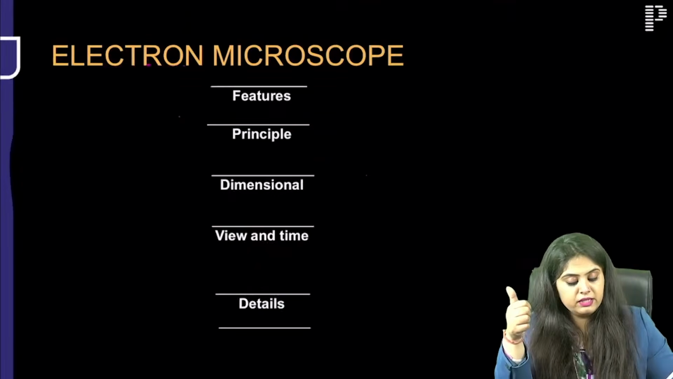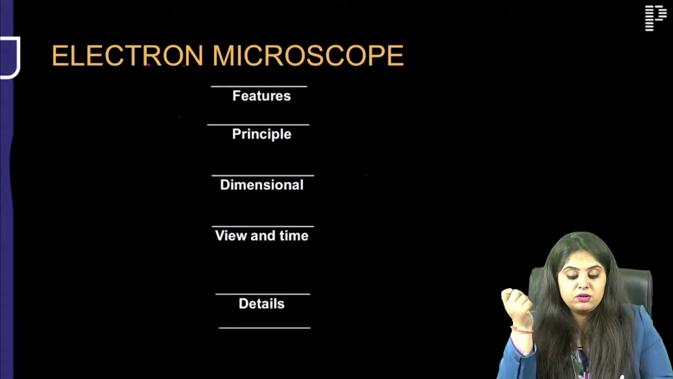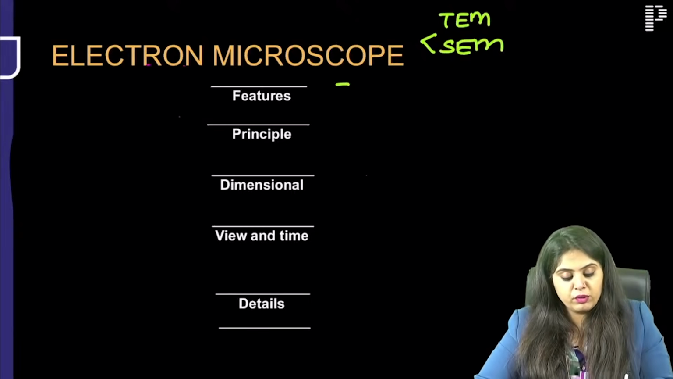I hope that is okay, because now I will tell you, since you guys have been so good with me, that the electron microscope is of two types. That is known as TEM and SEM. These are the two electron microscopes. So what is TEM?